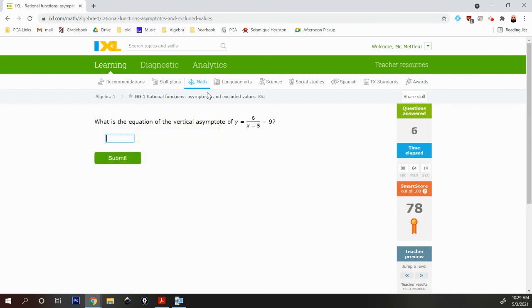Okay. So this one asks for vertical again. So we just take the bottom, x minus 5, set it equal to 0, plus 5, x equals 5. Now, if this one asked for horizontal, it would be this number over here that's not part of the fraction. That would be -9. Since it asks for vertical, though, we're just going to go with x equals 5.